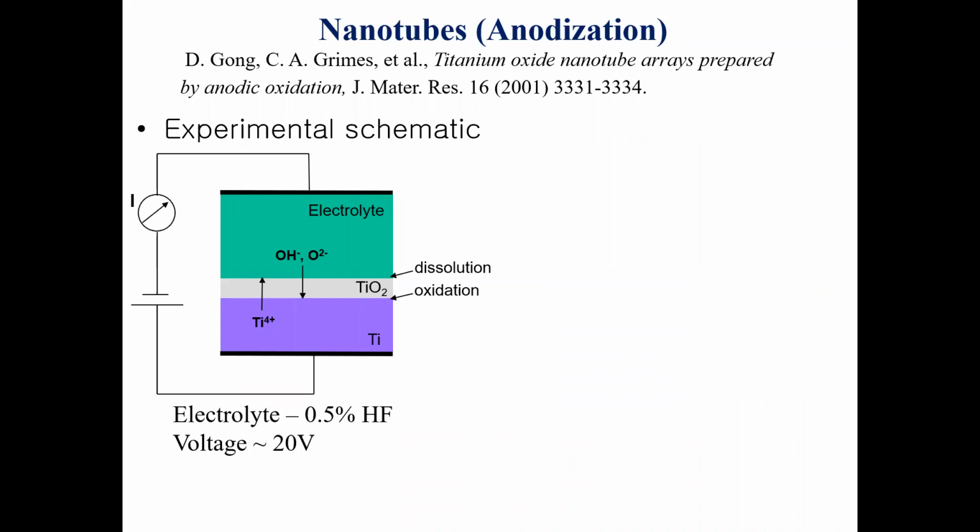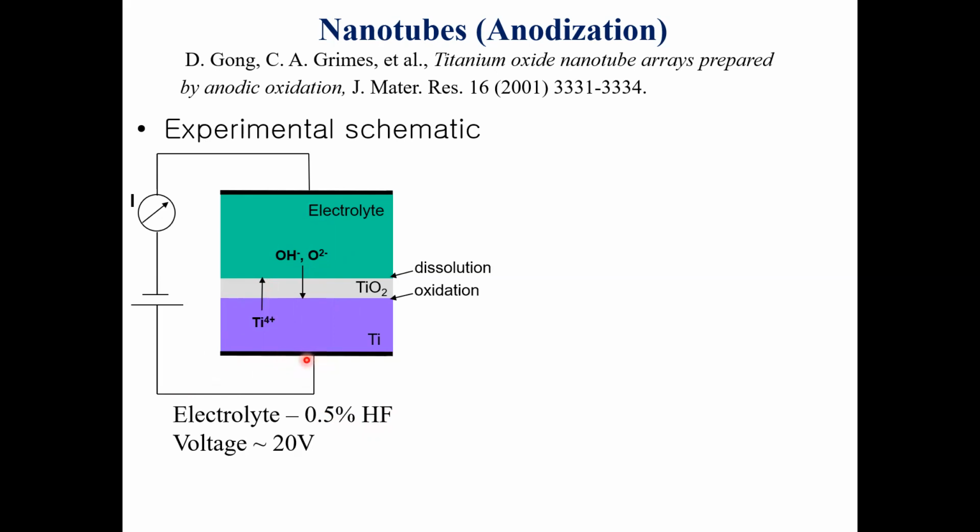Here's the other technique called anodization, a very popular technique, where you're actually doing etching and oxidation simultaneously under the application of an electric field. So if you're trying to make TiO2 nanotubes, for example, you start with a titanium metal foil or something like that, and you put it in a solution, an electrolyte, in this case 0.5% hydrofluoric solution. That's your electrolyte that will supply oxygen for your oxidation, and then you apply an electric field.